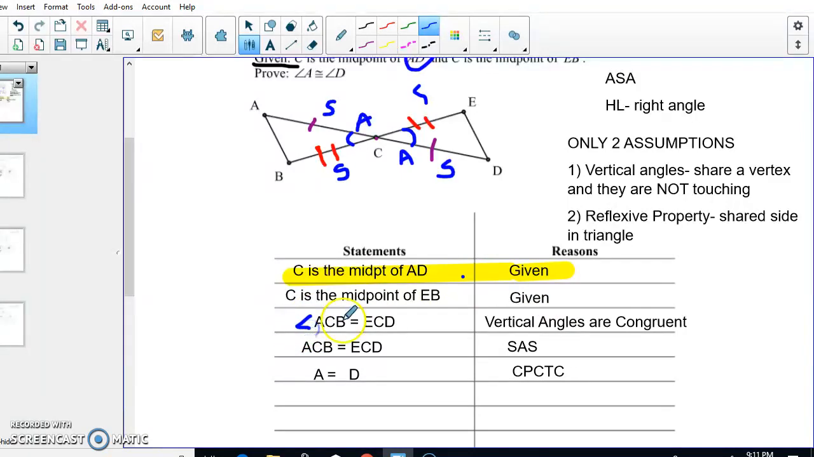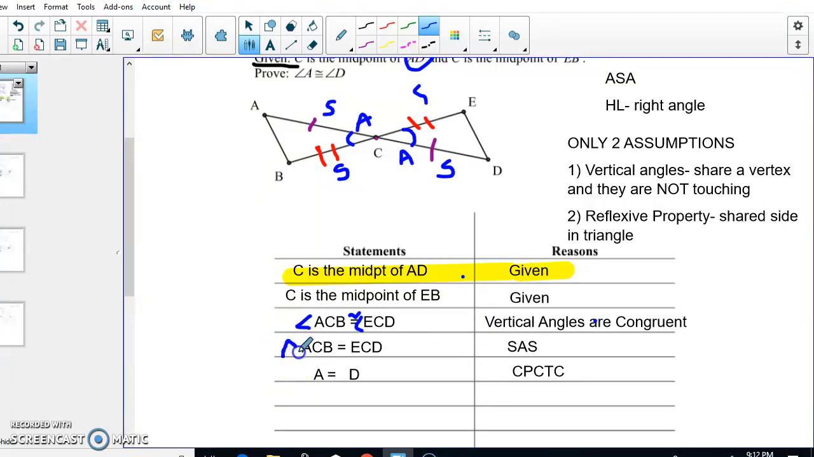Angle ACB and angle ECD are congruent, okay? Now, you'll notice I have to name the full angle. I can't just say angle C and angle C. No, this is not angle C, that's not angle C, okay? It's ACB and ECD, all right? So why are they congruent? Vertical angles are congruent.